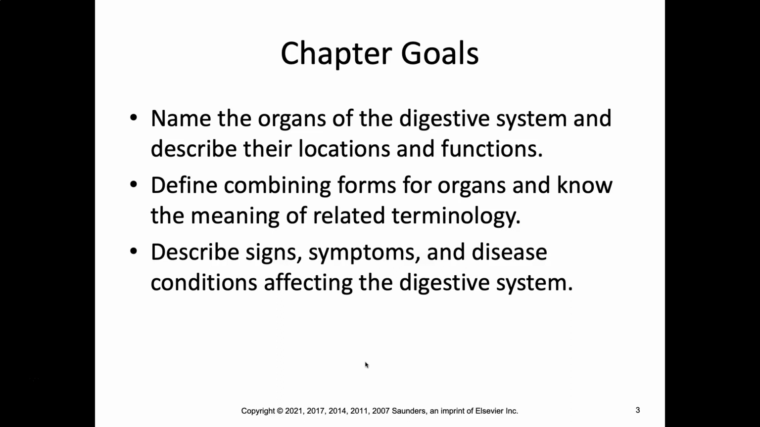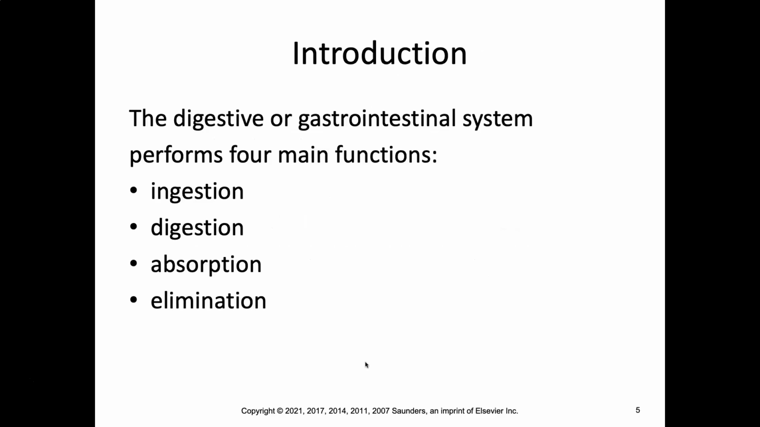Our chapter goals are to look at the organs and describe their locations and functions, really study the combining forms for this section and the meaning of the related terminology, and look at signs, symptoms, and disease conditions that affect the digestive system. We will start by talking about the digestive or gastrointestinal system as a whole. Your GI tract performs 4 main functions: ingestion, digestion, absorption, and elimination. Those are the 4 main functions of your digestive system.